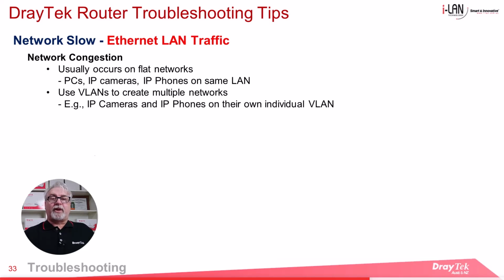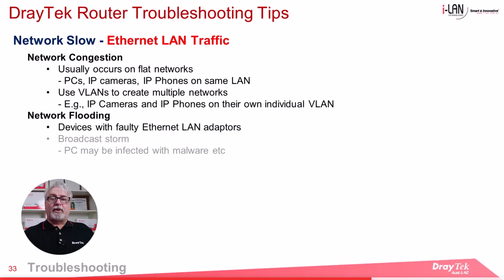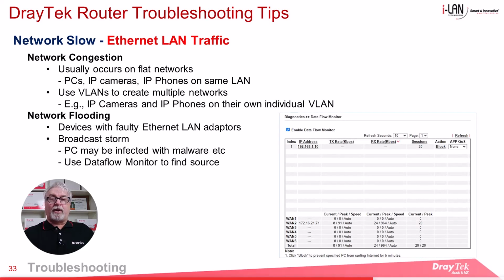LAN performance can also be degraded due to network flooding. This can be caused by a device with a faulty LAN adapter or even a broadcast storm caused by a PC infected with malware. To find the offending device, you can use the data flow monitor in the diagnostics menu in the router.